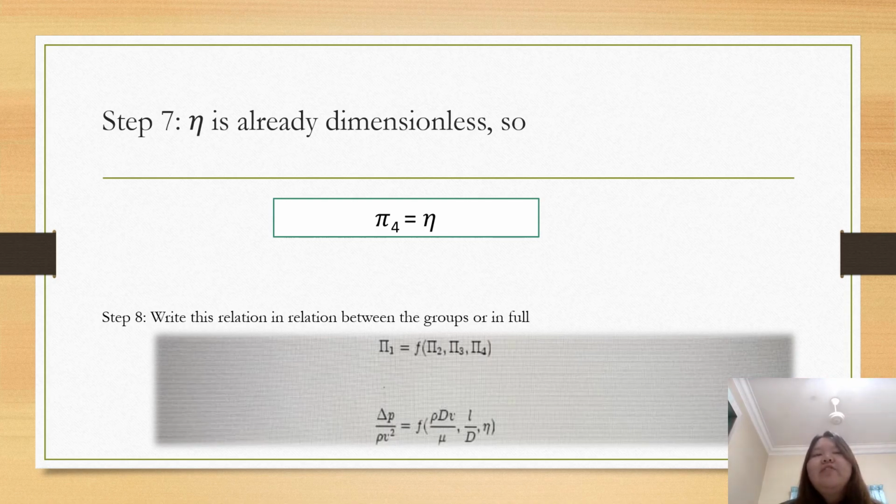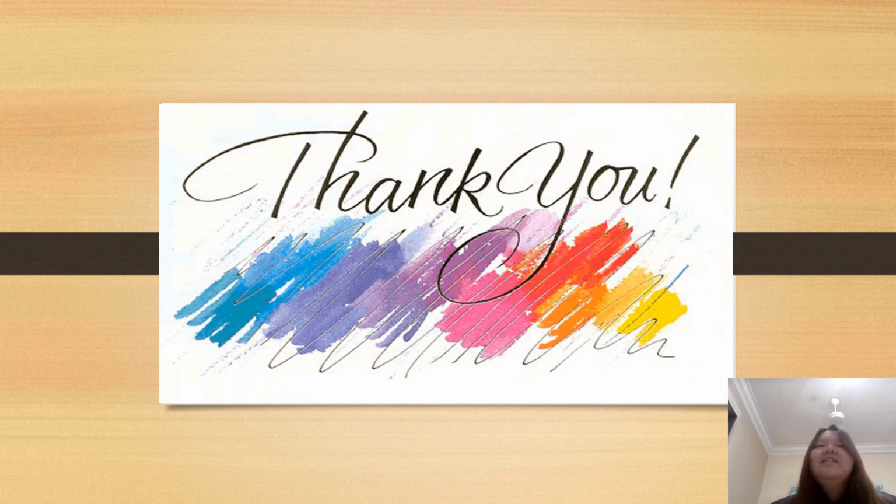So step 8, we will rewrite this as a relation between the groups, or in full. So this is the form that I showed in the first slide of Buckingham's pi theorem. So we just insert what we already got for pi 1, pi 2, pi 3, and pi 4 into this form. So that's all for this example of Buckingham pi theorem. And thank you for listening. Thank you.